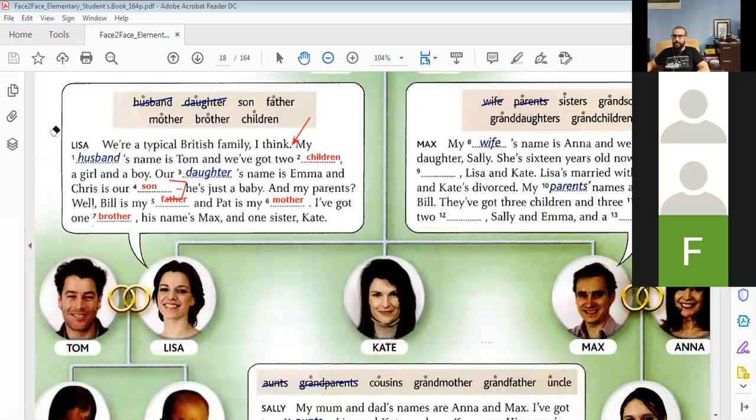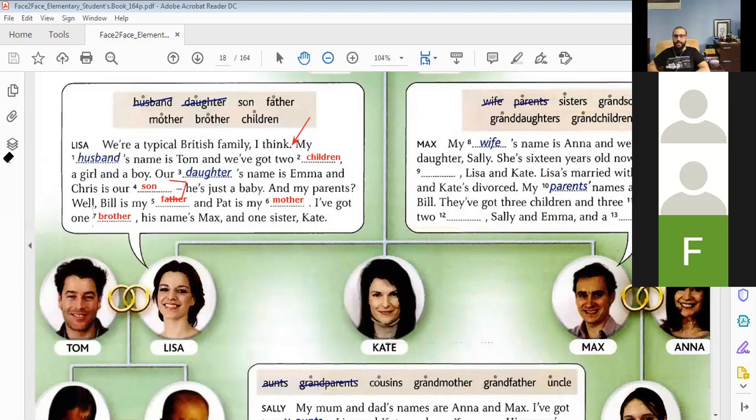We are a typical rich family, I think. My husband's name is Tom, and we've got two children, a girl and a boy. Our daughter's name is Emma, and Chris is our son. Okay. That's it. Yeah, Omnomedia, you can continue.